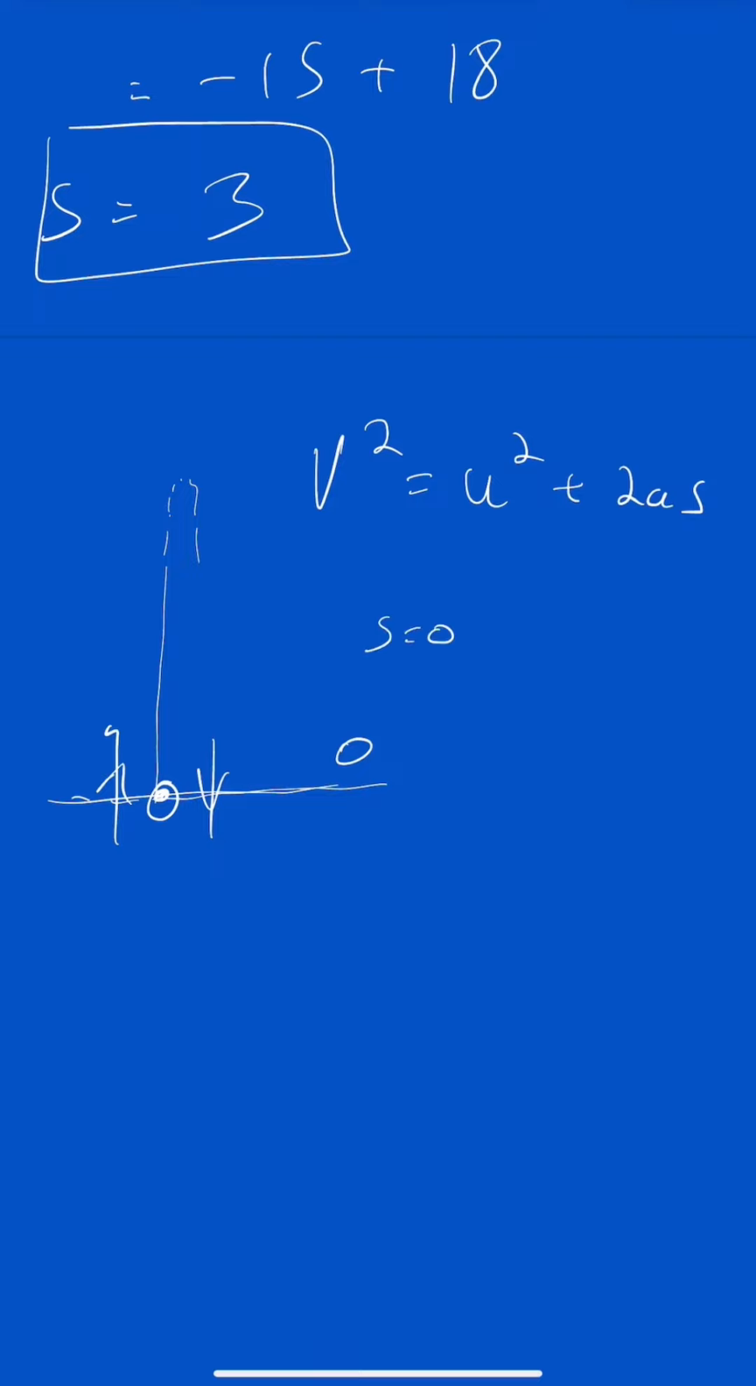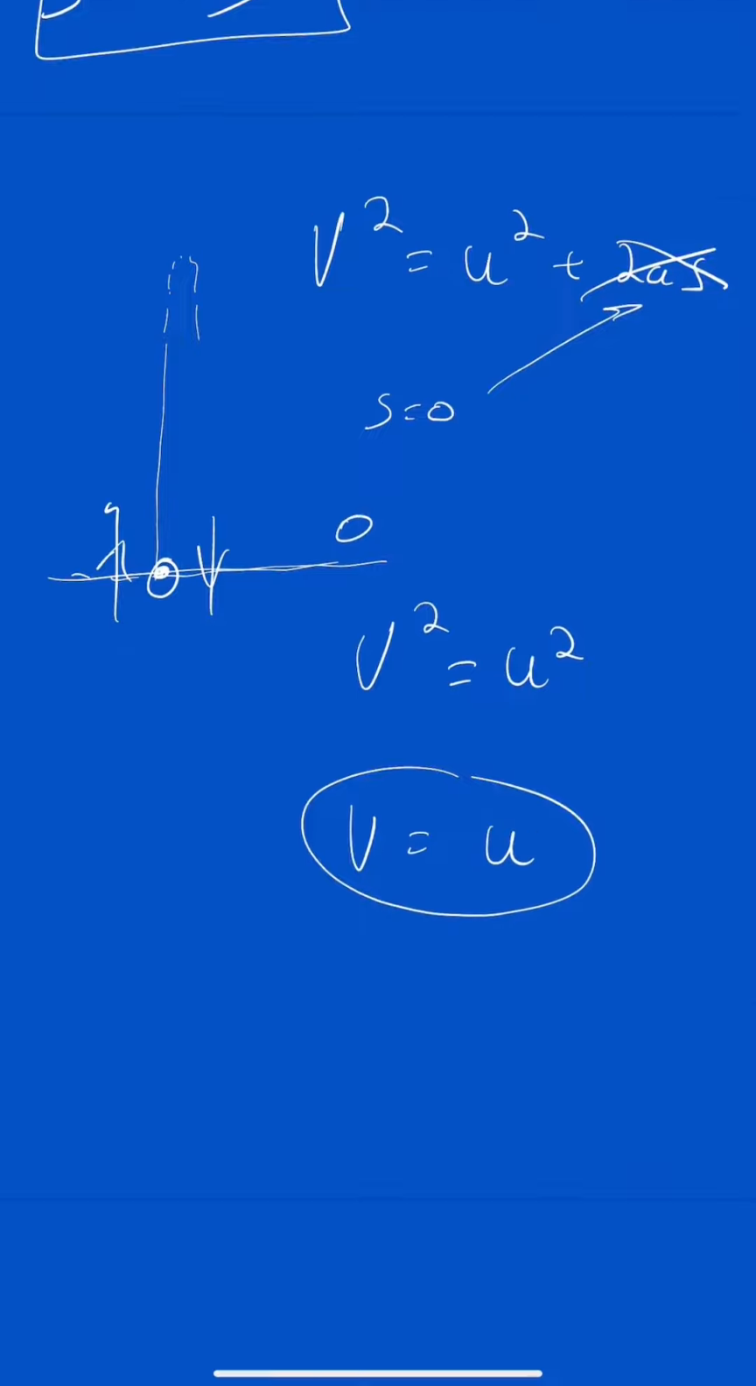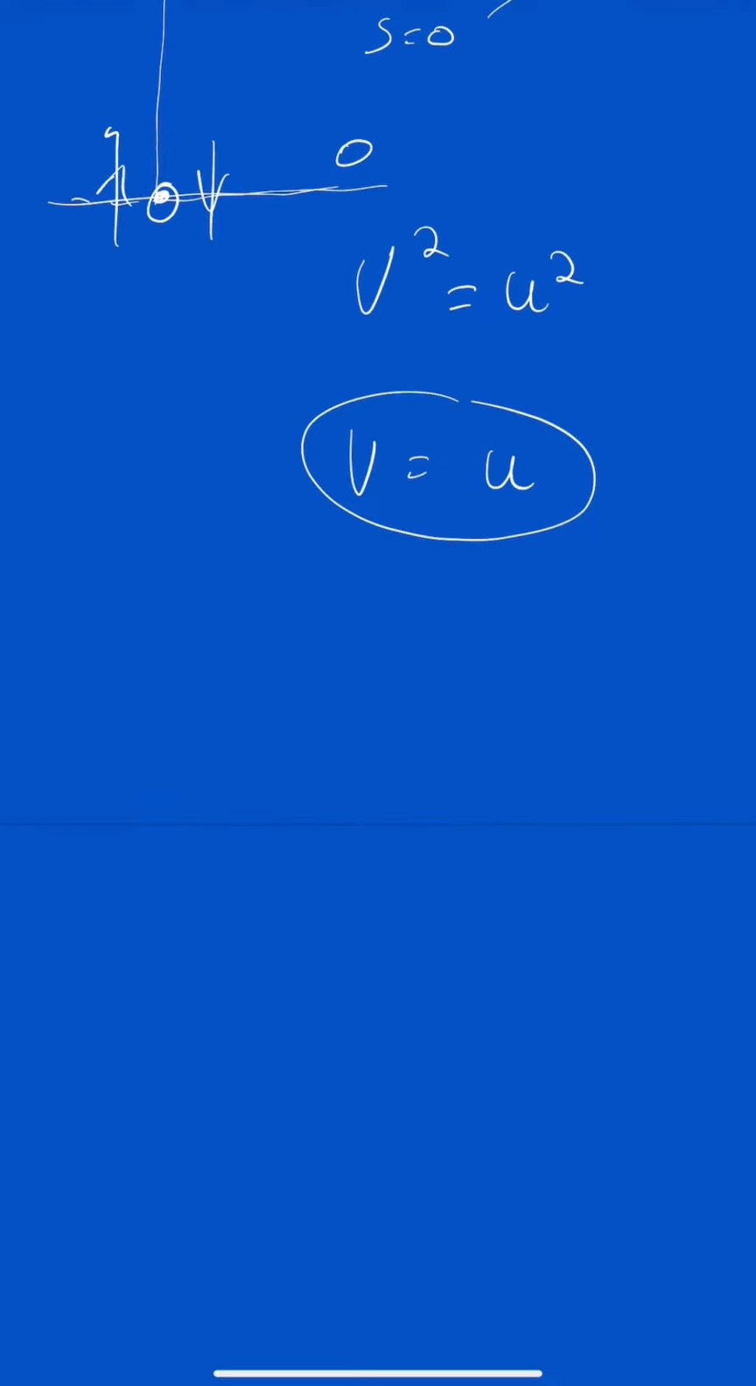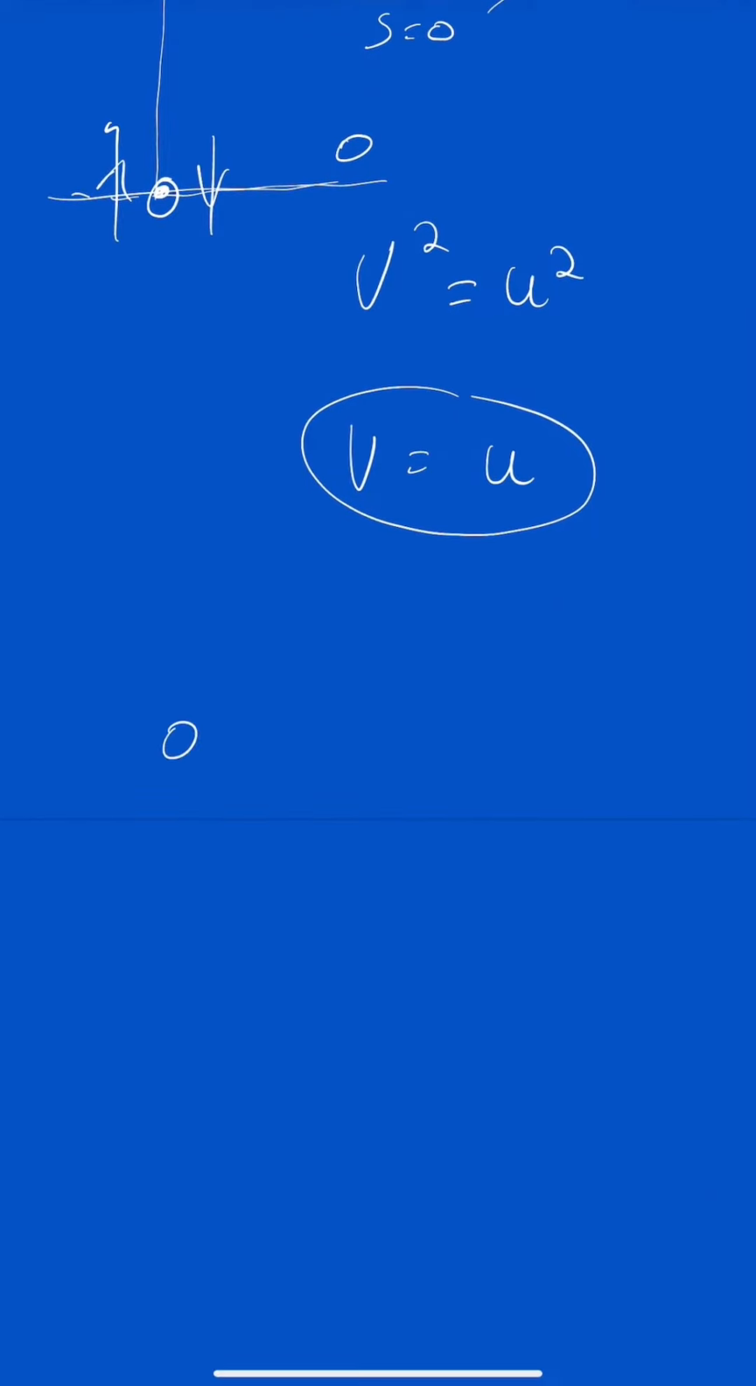And if we substitute s equaling 0 into the equation, this whole part will be equal to 0, meaning that v squared will equal u squared, or in other words, v will equal u. In other words, if you wanted to see what the speed would be of a ball if you threw it up in the air and it landed and went straight past you, the speed will actually be exactly the same as if you threw it.